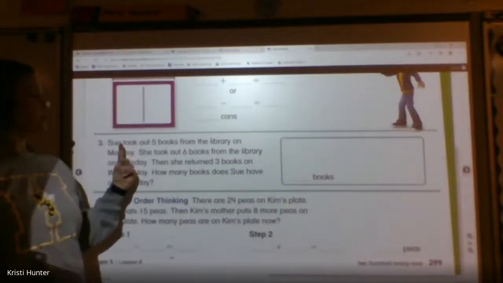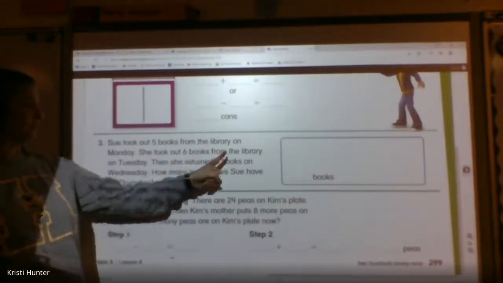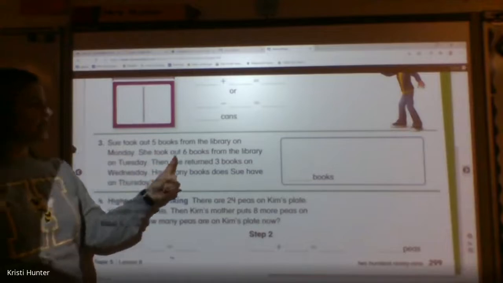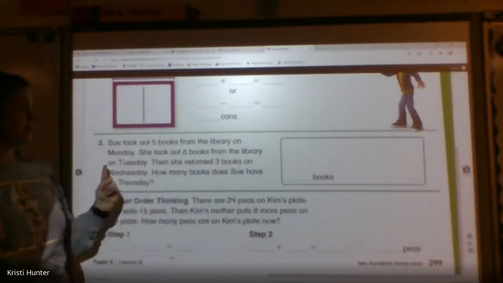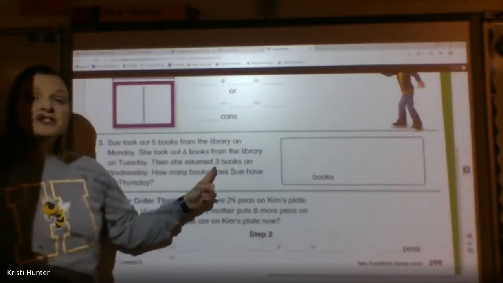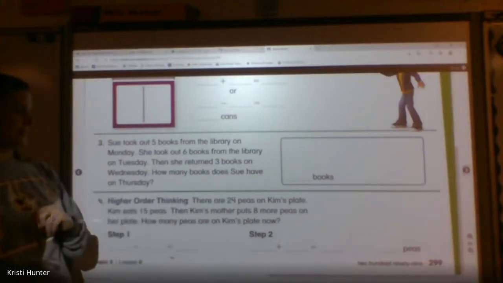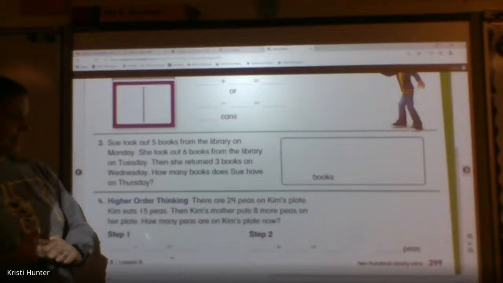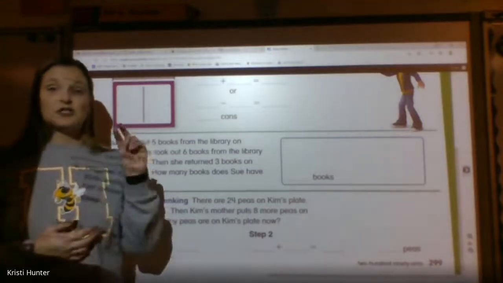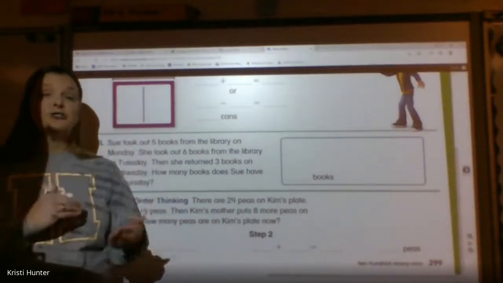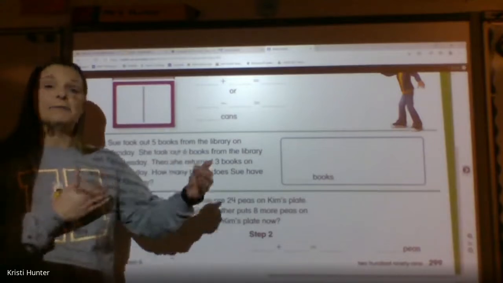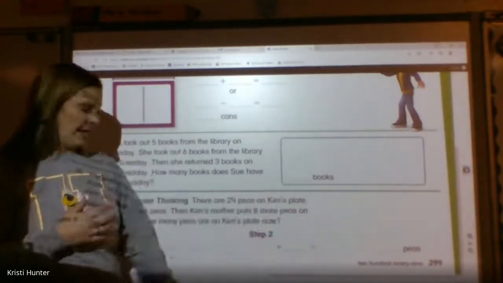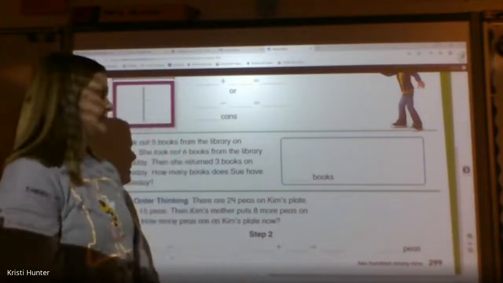Number 3. Sue took out 5 books from the library on Monday. She took out 6 books from the library on Tuesday. Then she returned 3 books on Wednesday. How many books did Sue have on Thursday? So this is going to actually be a 2-step problem. I heard 2 things going on. She got more books and then some went away. So let's set up our equations here.